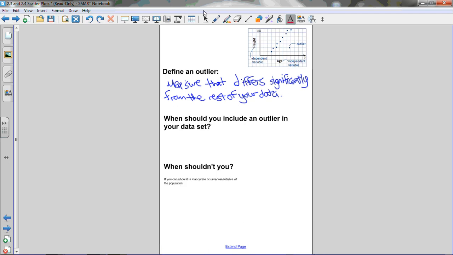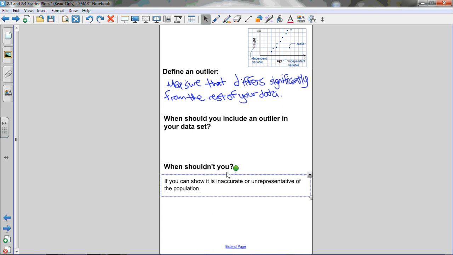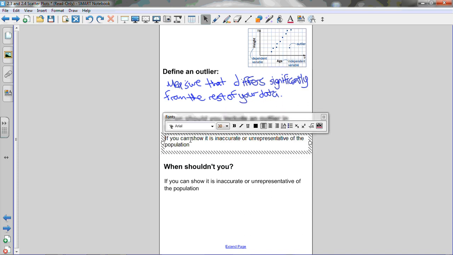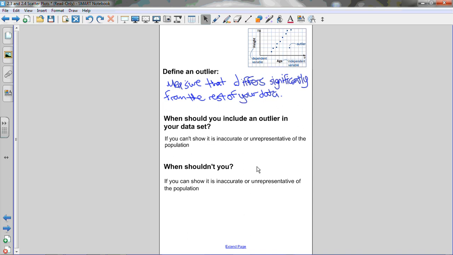So that's the only time you can not use the outlier. Okay? So when do you have to use the outlier though? If you can't show it is inaccurate or unrepresentative of the population.